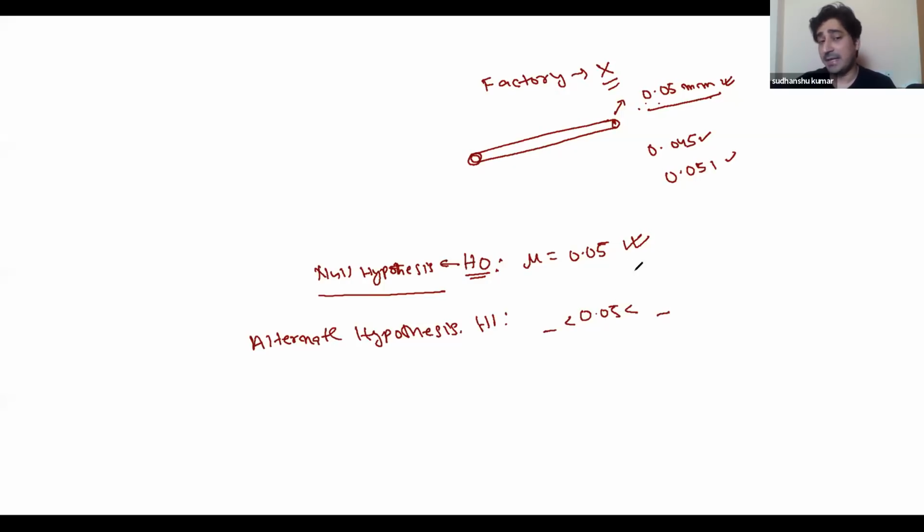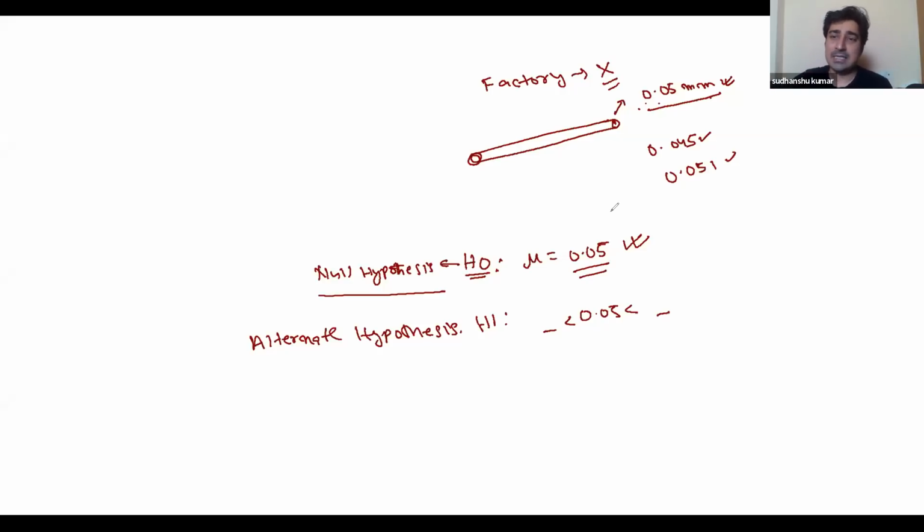Because my claim was that whatever straw I'm trying to produce has a radius equal to 0.05. So what will be the counter attack for that? The counter hypothesis, or the alternate hypothesis, or H1, is nothing but this: if I'm able to find any straw which is lesser than 0.05 or greater than 0.05, I can say that, okay, fine, so that is an alternate hypothesis.